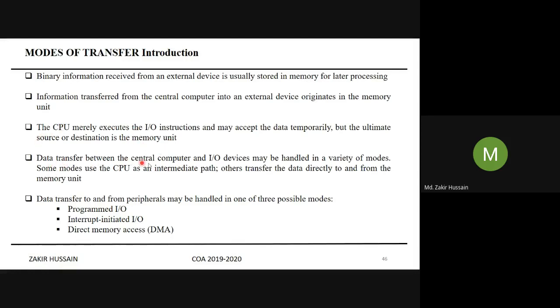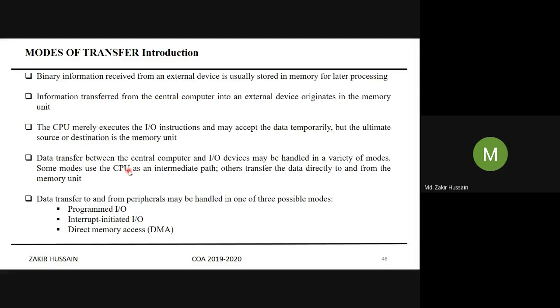So that is one thing. Data transfer between the central computer and the I/O devices may be handled in a variety of modes. Some modes use the CPU as an intermediate path. Others transfer data directly to and from the memory unit. So this is important to understand. Without the need of the CPU, we also can access that data. CPU is not actually required to read from the memory or to write to the memory. We can bypass the CPU.